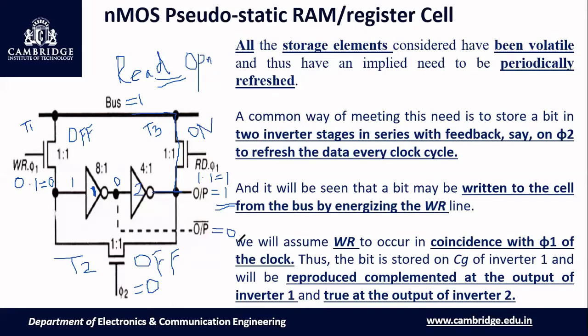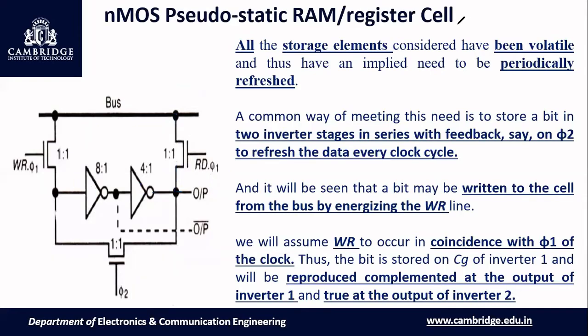Understood? For read operation, RD should be 1, phi 1 should be 1, so that T3 will be on. Whatever data you have in output will be driven onto the bus. During that time, phi 2 should be 0 and WR should be 0. So in this way, we can operate this NMOS pseudostatic RAM cell.